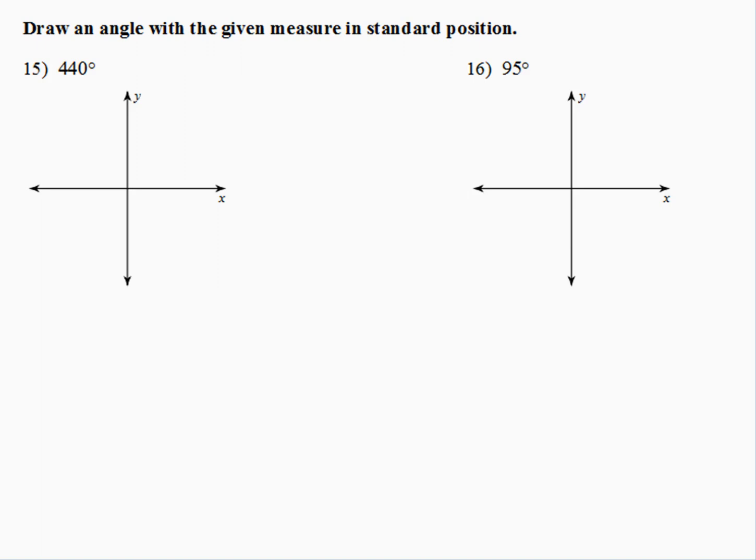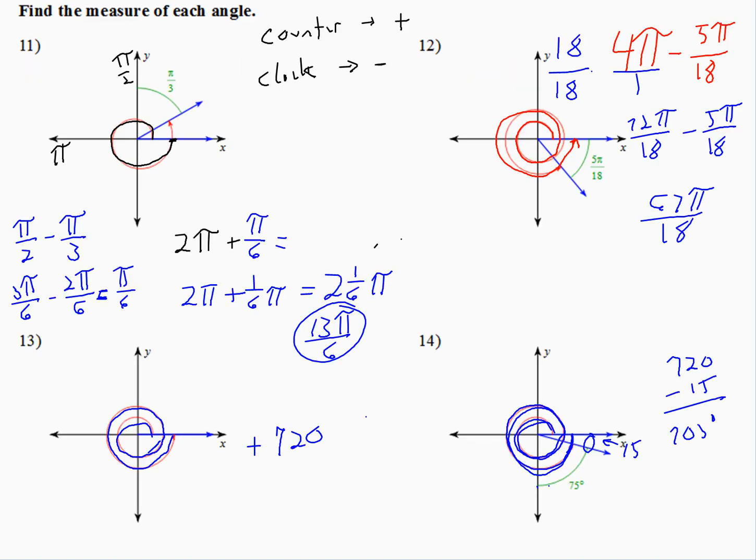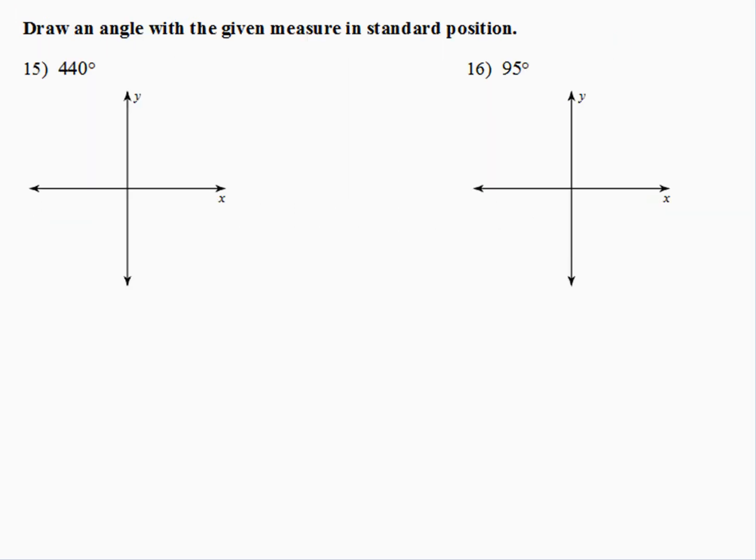Draw an angle with a given measure in standard position. Well, these are like the ones we just did, except we're going backwards. Here, we had an angle drawn, and we had to figure out what it was. Now, we're just going to draw an angle. So it helps to know these are all in degrees. Please know that this is 0, 90, 180, 270, 360, and we could keep going. But so this is 440.